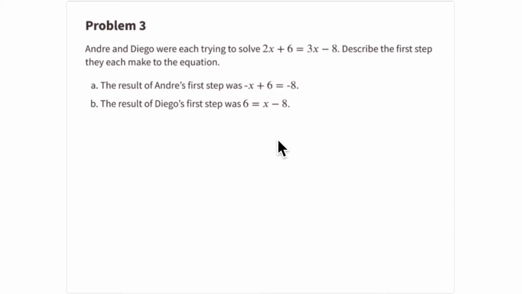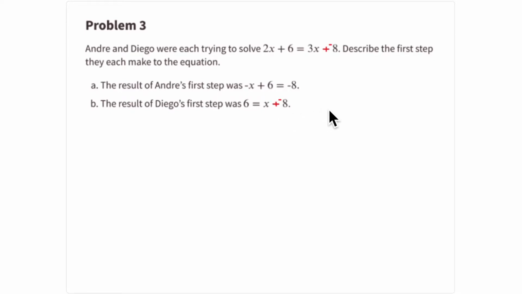For problem number 3, Andre and Diego are each trying to solve this same equation. The way Andre does it, he ends up with this equation as a first step, and Diego ends up with something different, this as the first step. So what is the first move? What's the first move that each of them makes to get this equation for Andre or this equation for Diego?